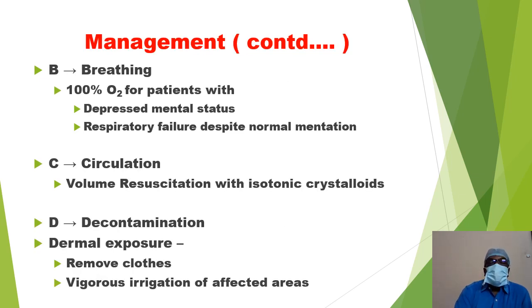Coming to B, breathing. Always try to give 100% oxygen for patients with depressed mental status and also patients with respiratory failure. Coming to C, circulation. Most of the time patients will have normal hemodynamic status, despite which you should give volume resuscitation with isotonic crystalloids. Coming to D, decontamination. If the patient had dermal exposure to organophosphorus compounds, remove all clothes and do vigorous irrigation of the affected areas.